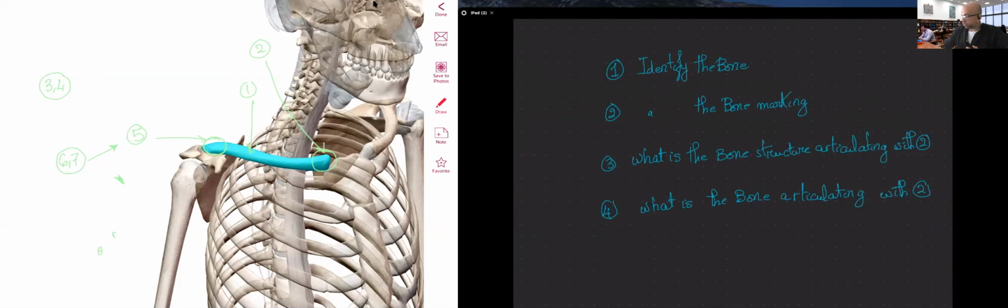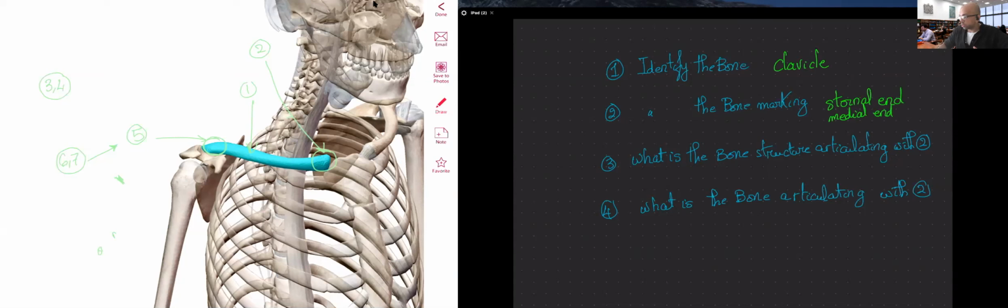All right, so what do you think? What is this bone? Identify the bone. Clavicle. What is the bone marking, number 2? Sternal end, or another name for it, medial end.